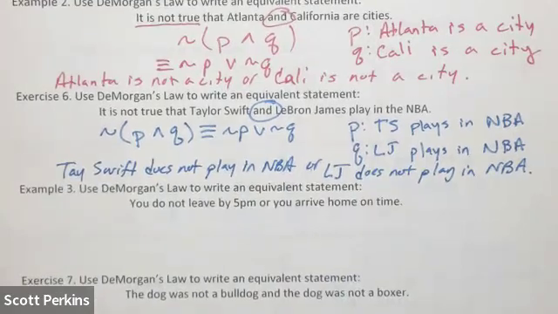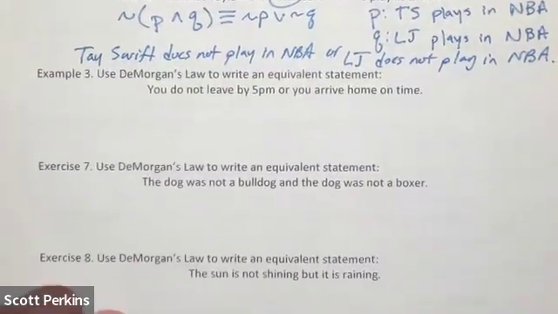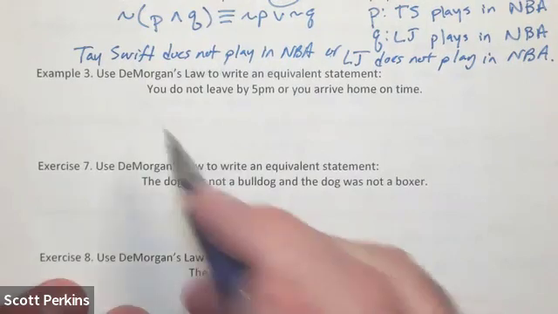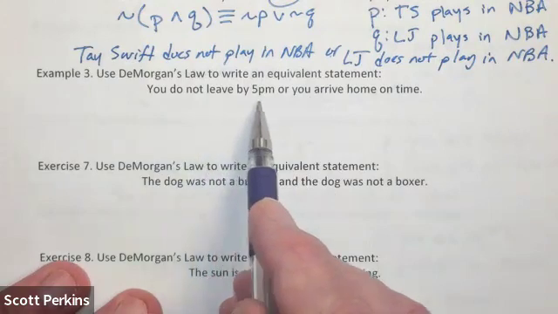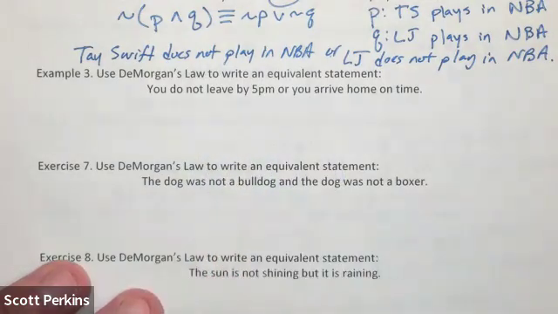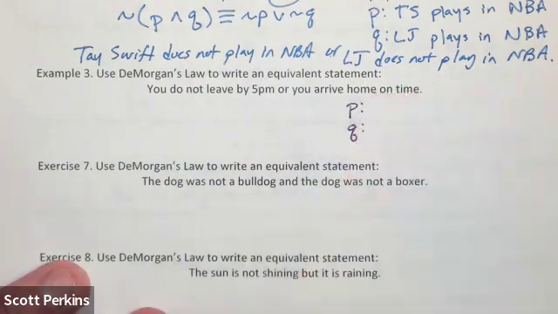I've got one more example, and then you've got two more, and then that'll be the end of this little section on DeMorgan's law and the negation of the conditional statement. So we're going to use DeMorgan's law to write an equivalent statement to you do not leave by 5 p.m. or you arrive home on time. Okay. So again, we define our simple statements positively. So statement P is you leave by 5.